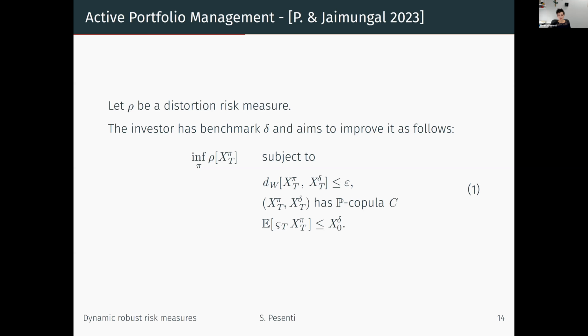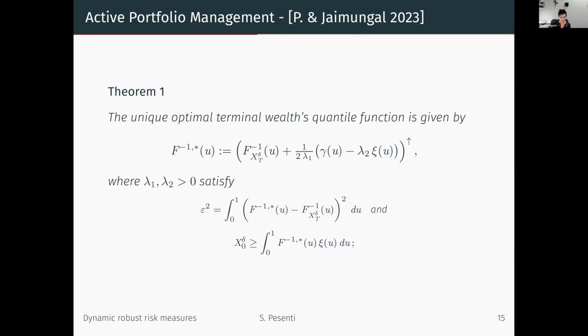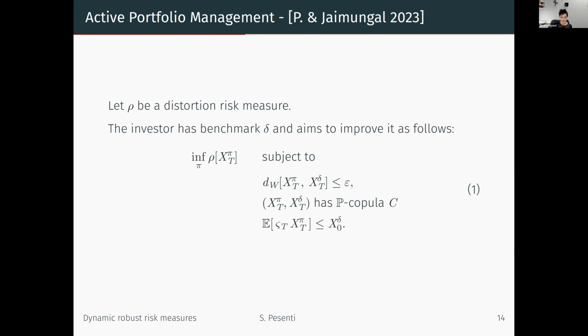So how would one solve such an optimization problem? It turns out it uses a very similar technique to the robust distortion risk measure. I'm not going to go through the details on how you would obtain this, but I wanted to share the worst case, the distribution that attains that infimum subject to this constraint.